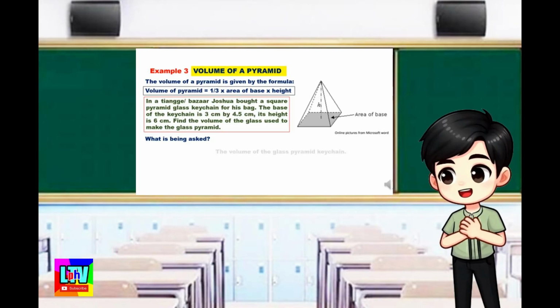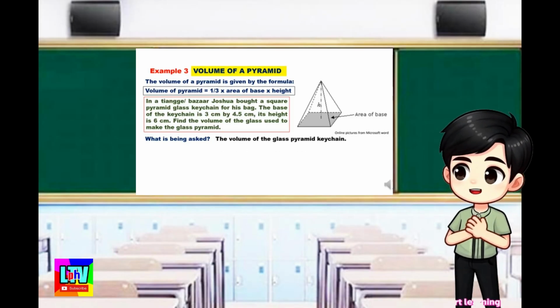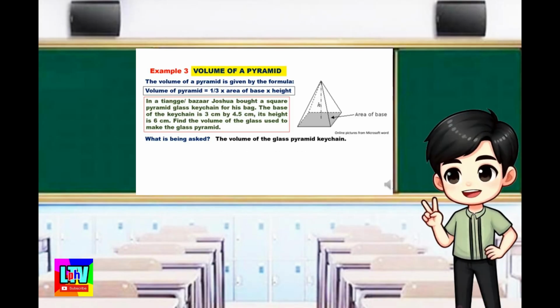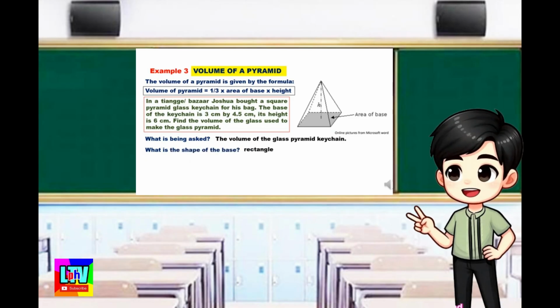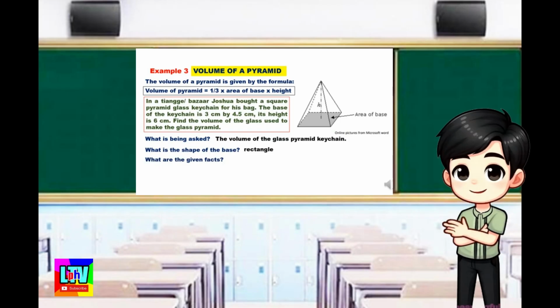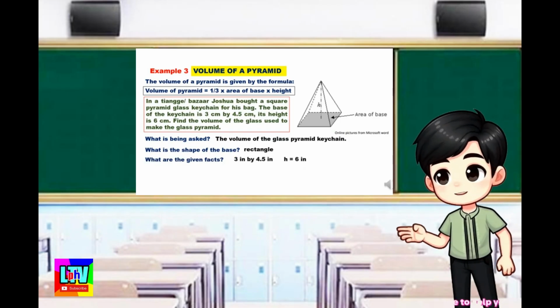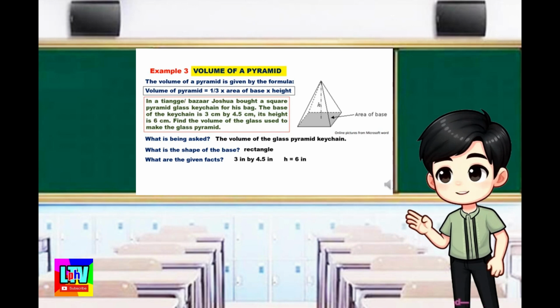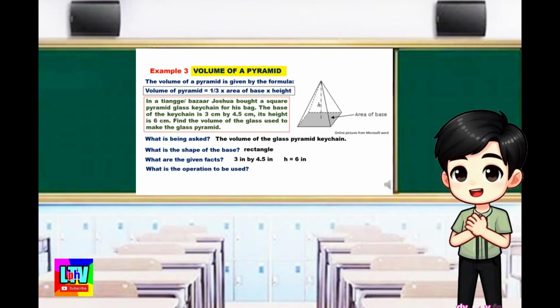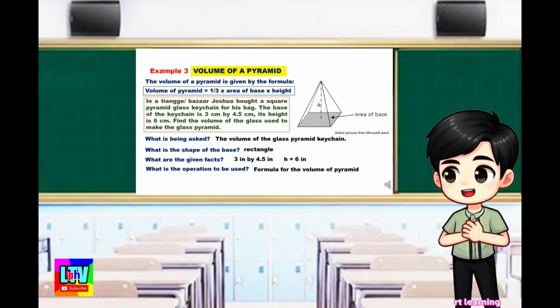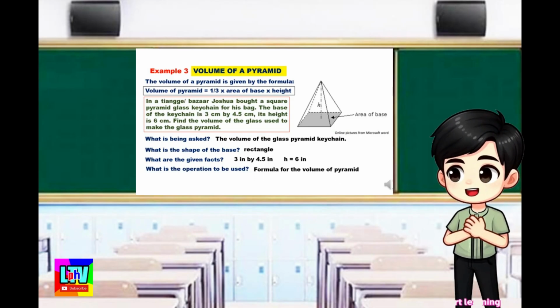What is being asked? The volume of the glass pyramid keychain. What is the shape of the base? Rectangle. What are the given facts? 3 centimeters by 4.5 centimeters and 6 centimeters. What is the operation to be used? Formula for the volume of a pyramid.